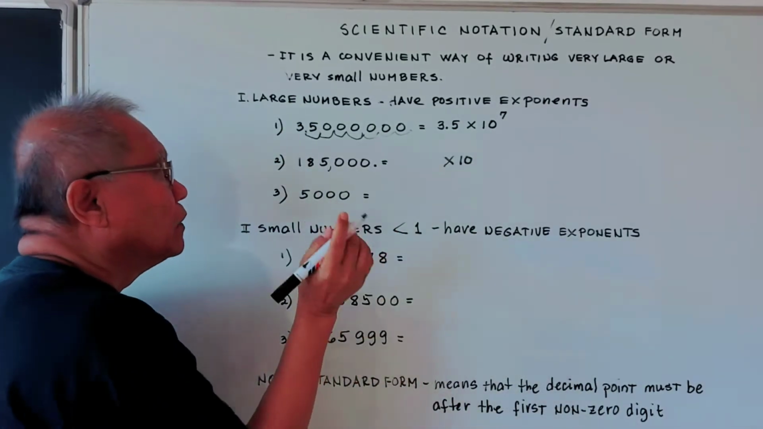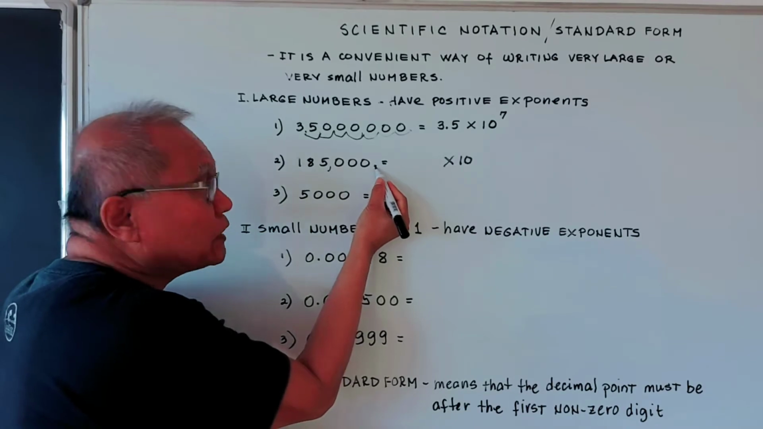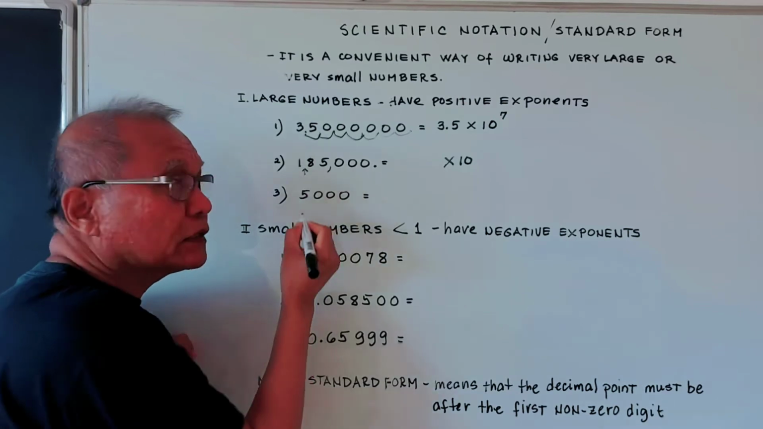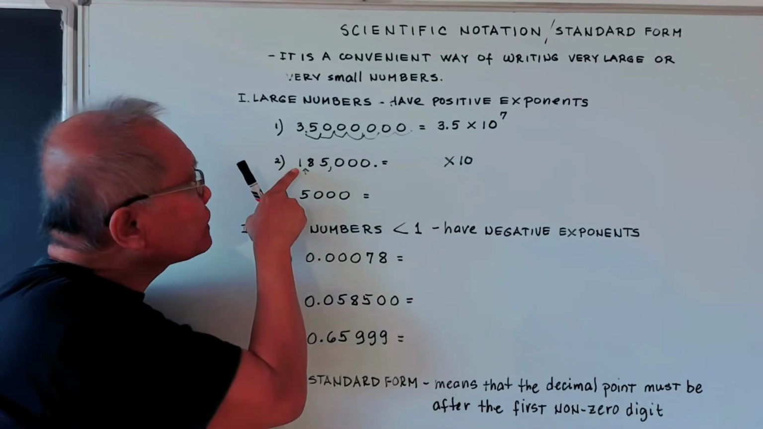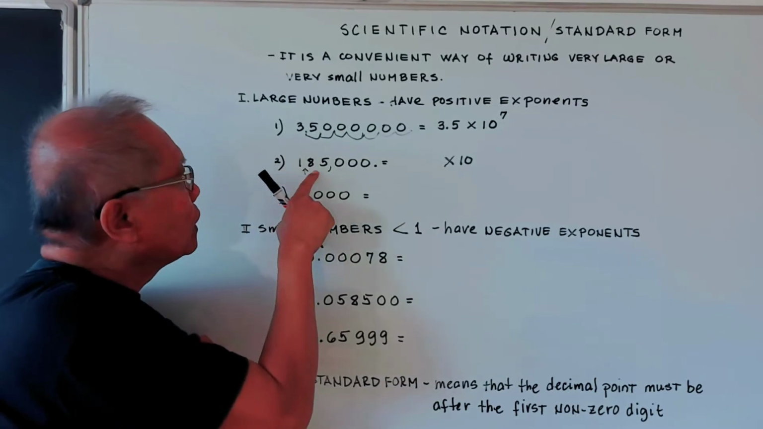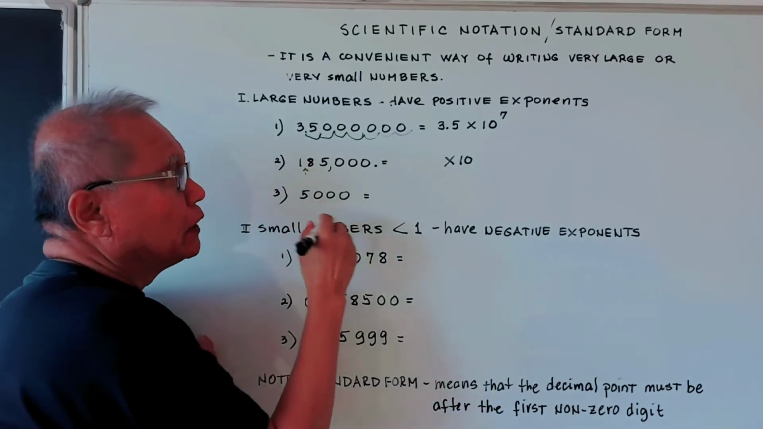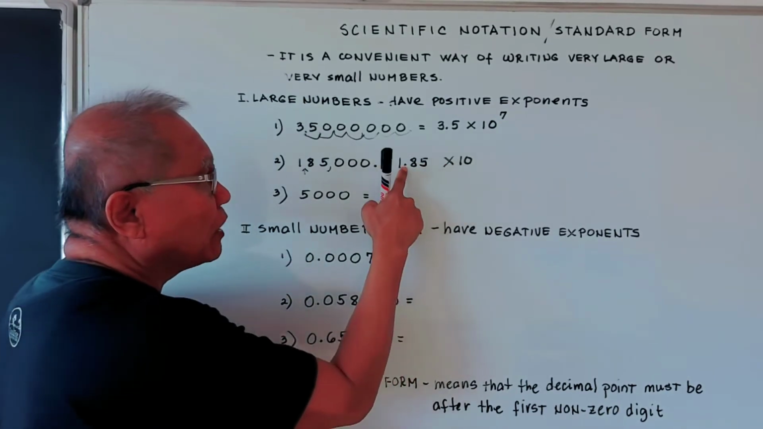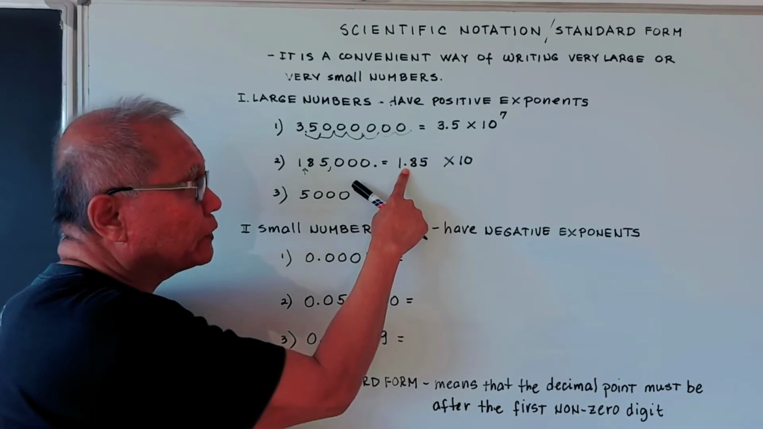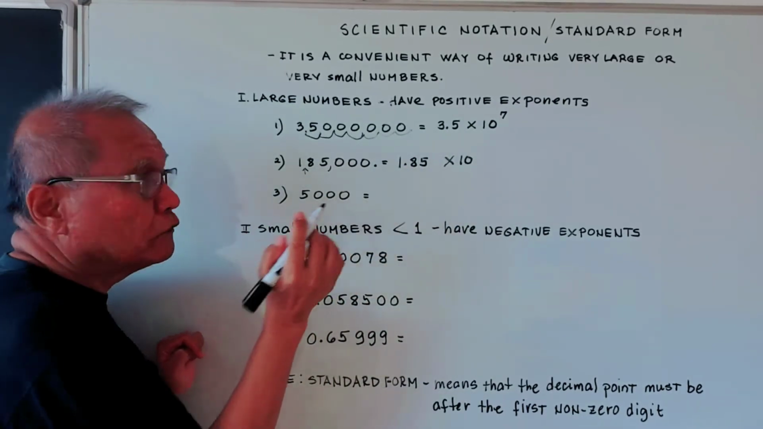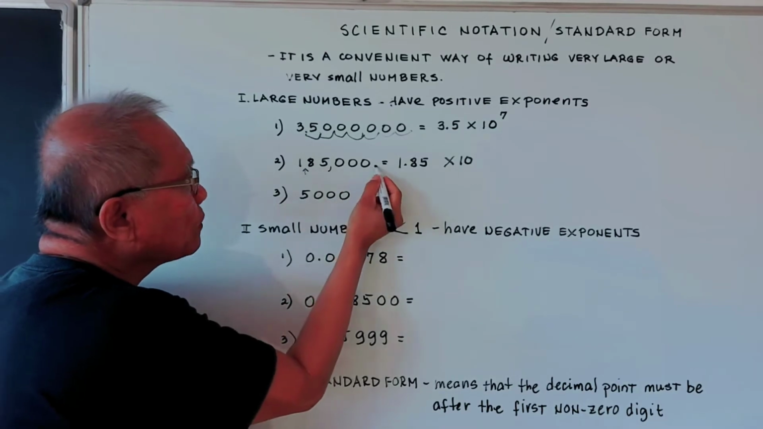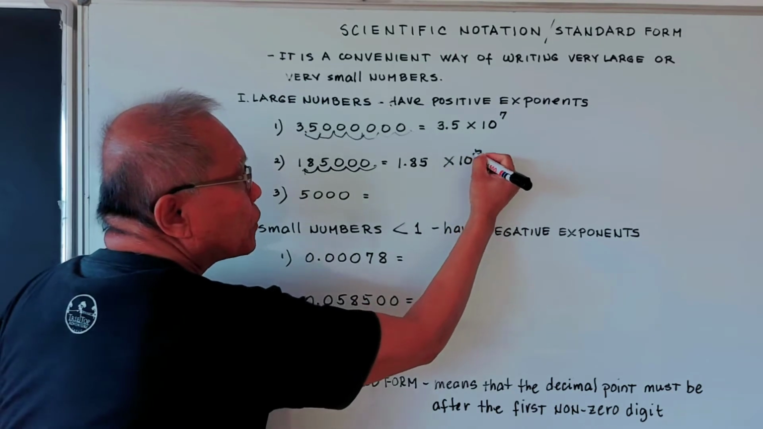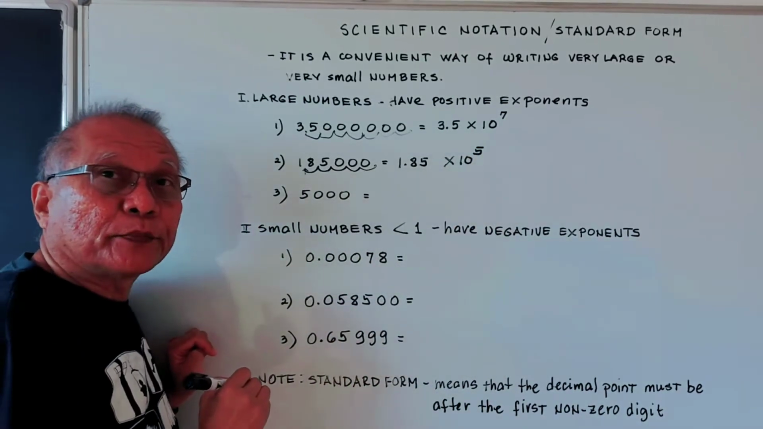Okay. Now we are going to put this one into standard form, meaning we are going to put our decimal point here in between the 1 and 8, after the first non-zero digit 1. So we write here 1.85. The decimal point is here. Times 10, then we count from here up to here. So we have 1, 2, 3, 4, and 5. So our exponent is positive 5.